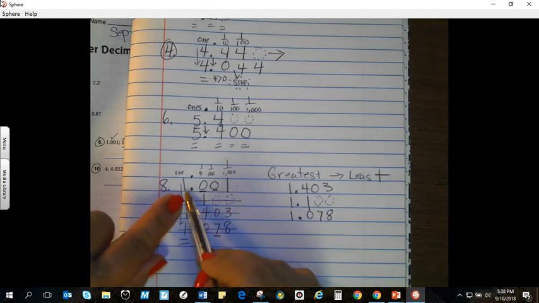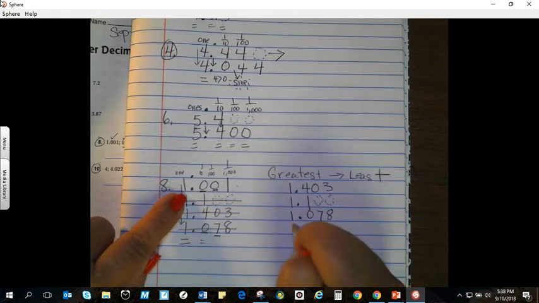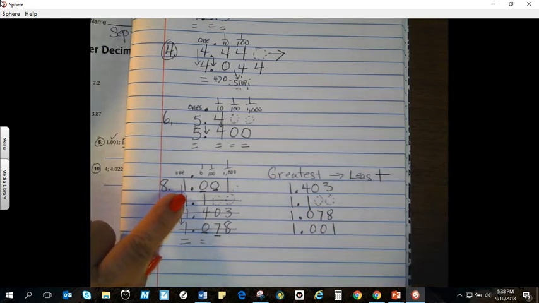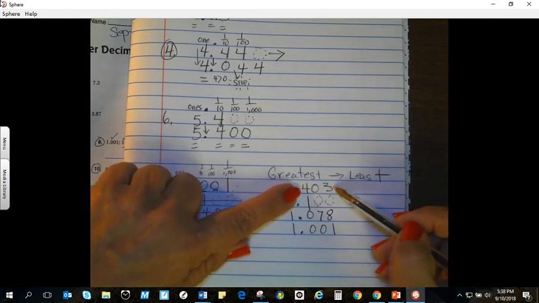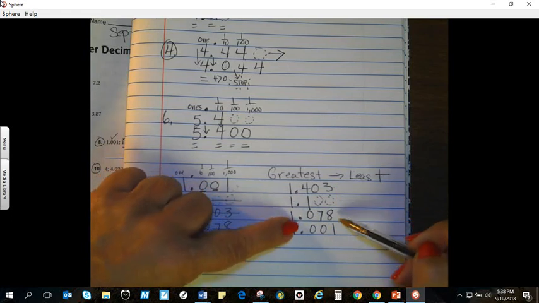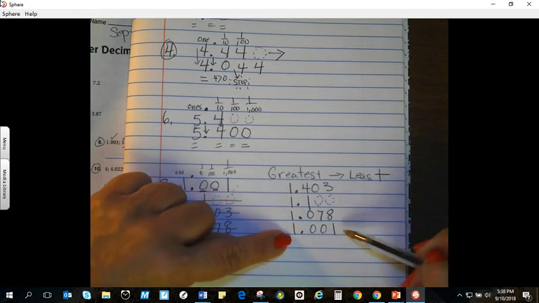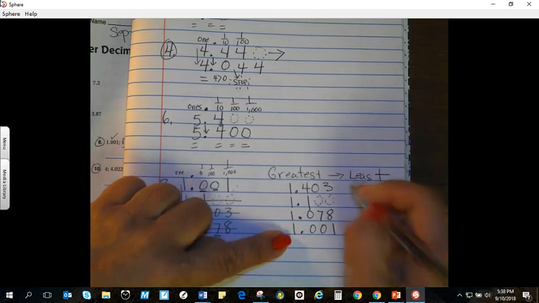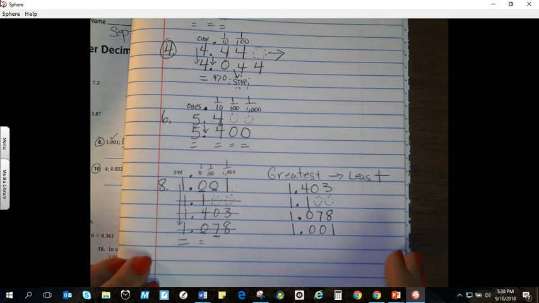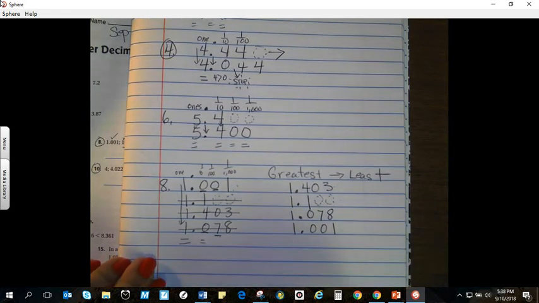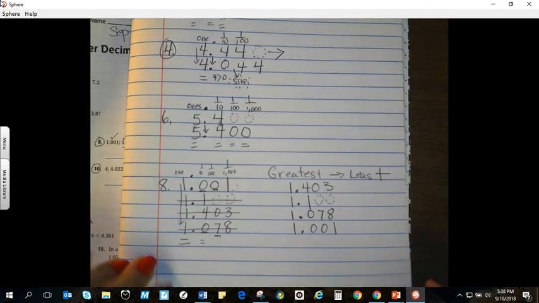And my last one that I'm going to put in is 1 and 1/1000. Okay? So if I'm going for my largest, I know that 403 thousandths is larger than 1/10, which is larger than 78 hundredths, which is larger than 1/1000. So you see how it decreases. All right? Now let's move on to number 10. Again, if you don't understand it, go back, play it slow, and step by step to see where you're going.